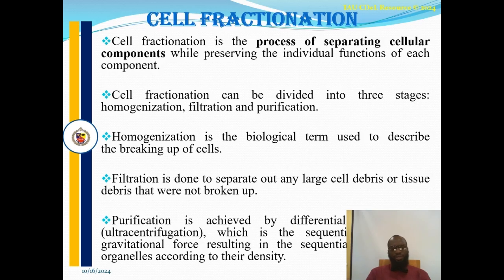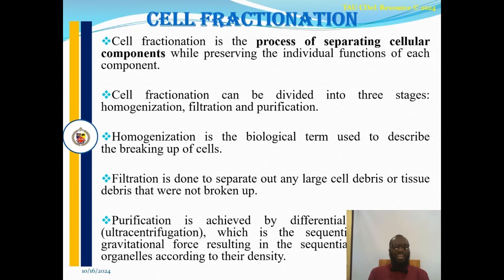Cell fractionation. Cell fractionation is the process of separating cellular components while preserving the individual functions of each component. Why do we need to separate cellular components? It is important to do this to study the cellular components for research purposes. And cell fractionation can be divided into three stages: homogenization, filtration, and purification.